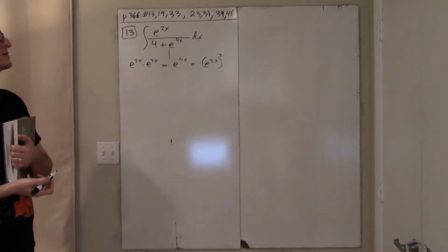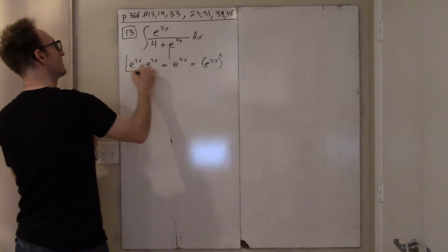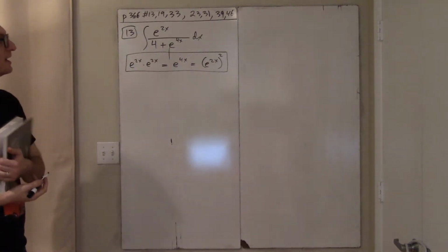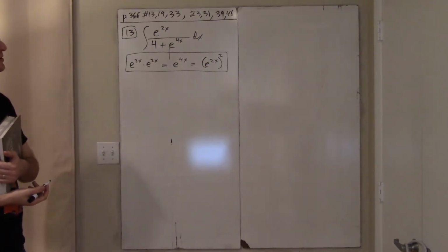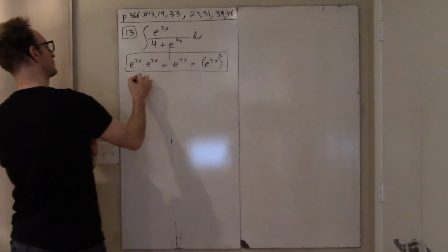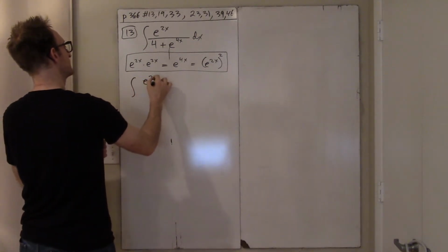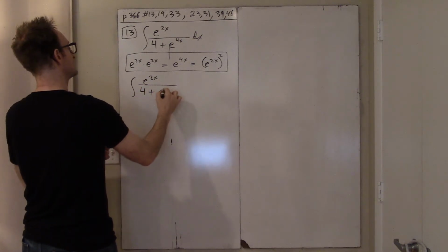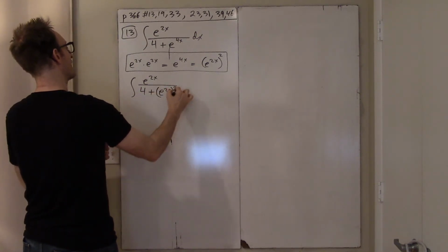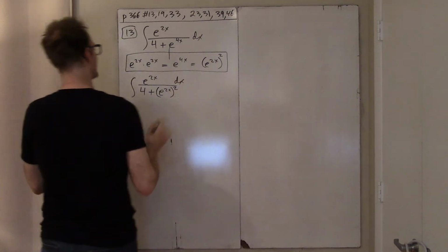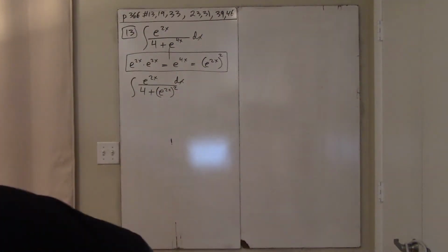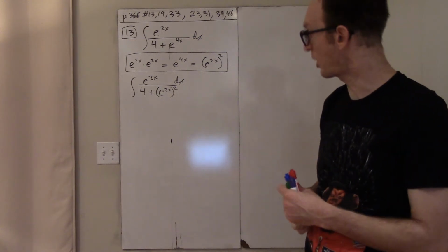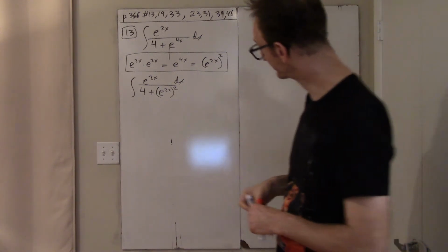Why is that so important that you make that observation? Well, if you make that observation, then you see right to the heart of what's going on here. I'll even just rewrite this. So this becomes e to the 2x over 4 plus e to the 2x quantity squared. And if you make that observation, now I think it's pretty clear how to proceed. This is going to be an arctan situation.